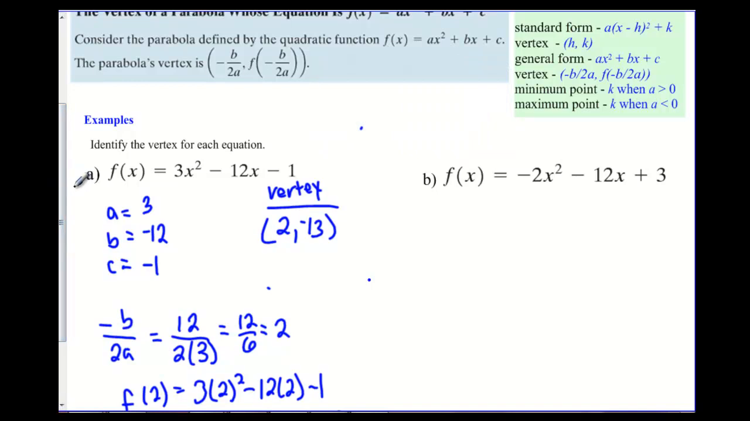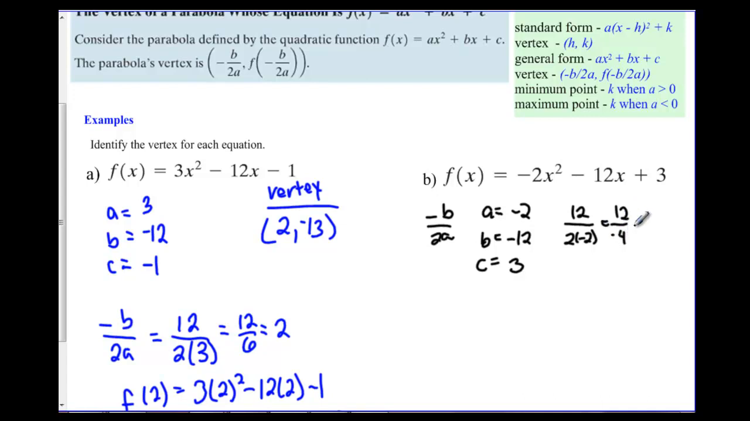All right, you guys try b on your own. I'll give you a good minute or so. All right, so to find the first part of your vertex, the opposite of b over 2a. So did you guys have 12 over 2 times -2? All right, so 12 over -4 gave you a -3. Super. So we know this much.